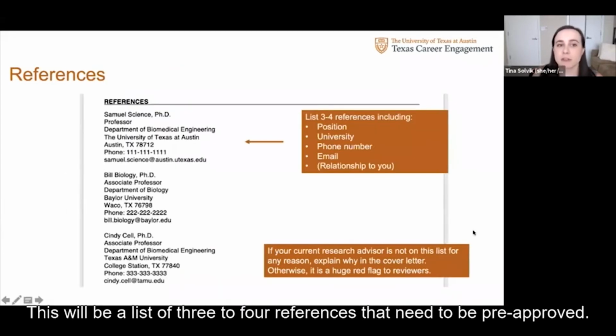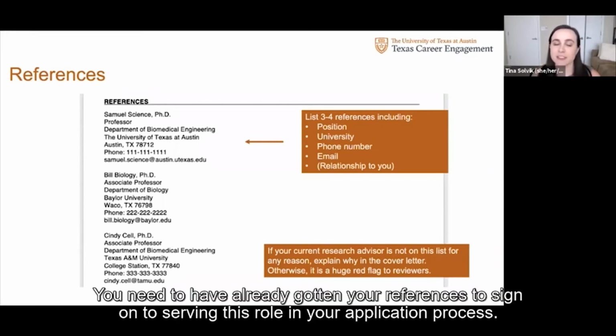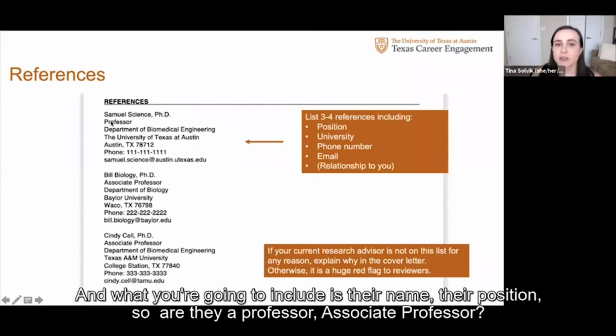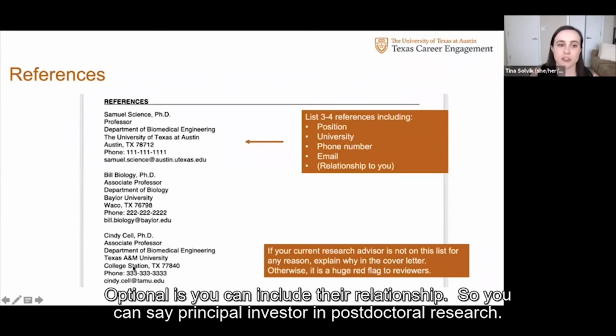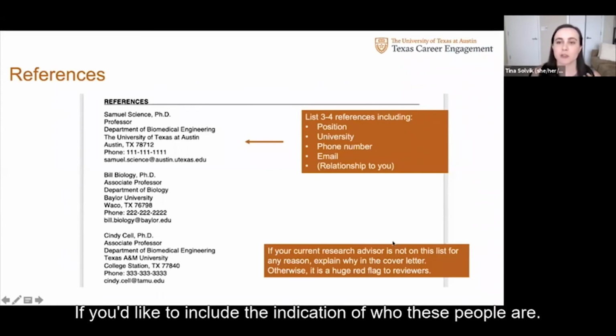And then lastly, your references. So this will be a list of 3 to 4 references that need to be pre-approved. You need to have already gotten your advisors, or your references, to sign on to serving this role in your application process. And what you're going to include is their name, their position, so they're professor, associate professor, what university they're at, their phone number, and their email. And optionally, you can include their relationship. So you can say principal investigator in postdoctoral research, collaborator in postdoctoral research, principal investigator in graduate research, if you'd like to include that indication of who these people are.